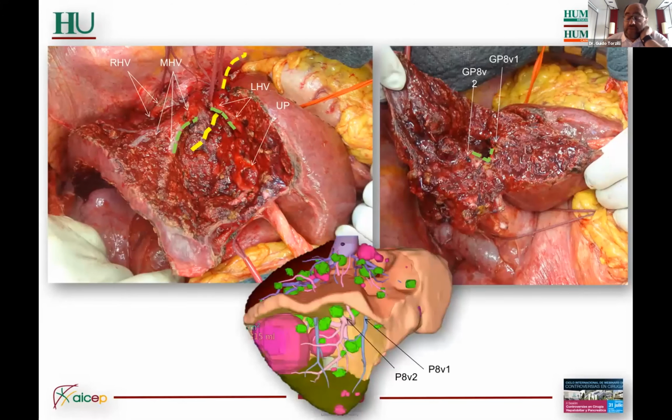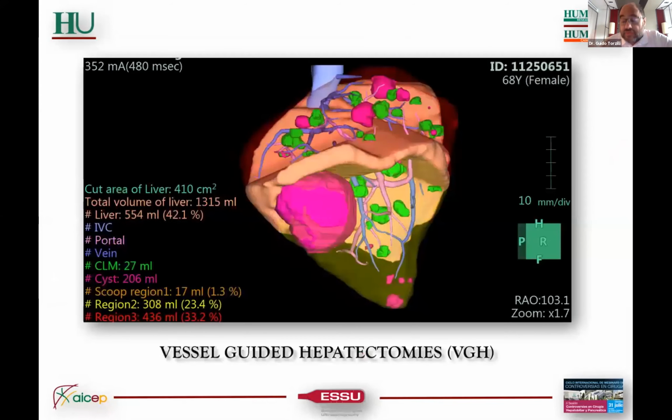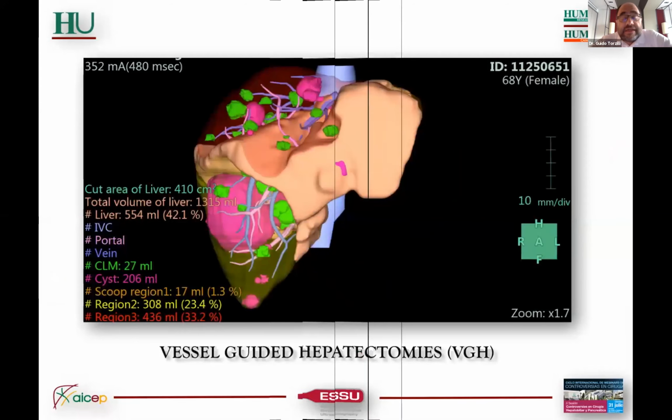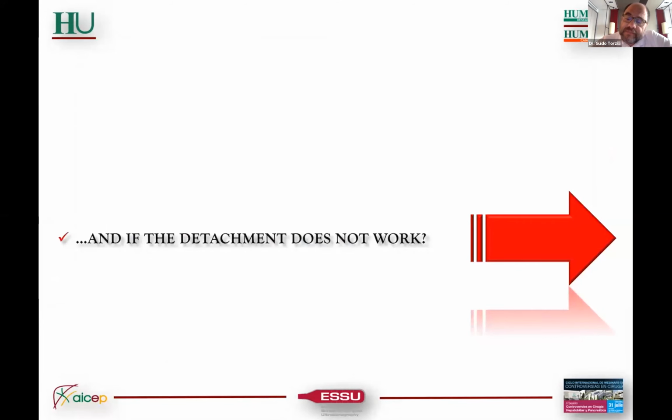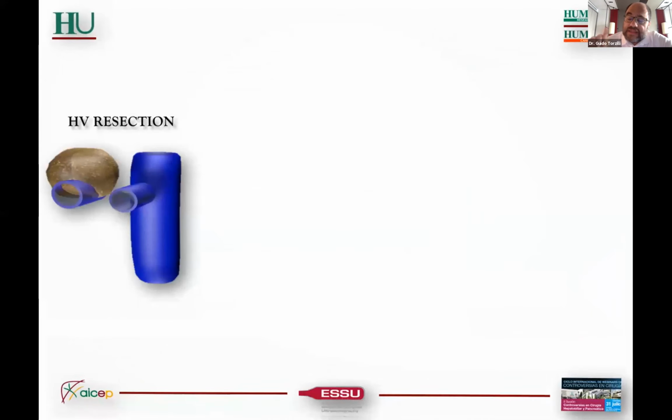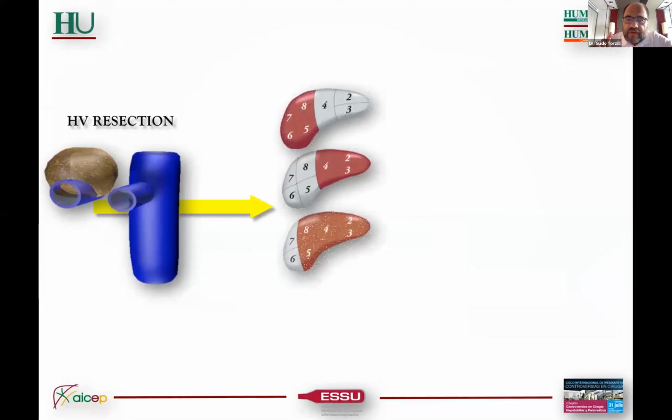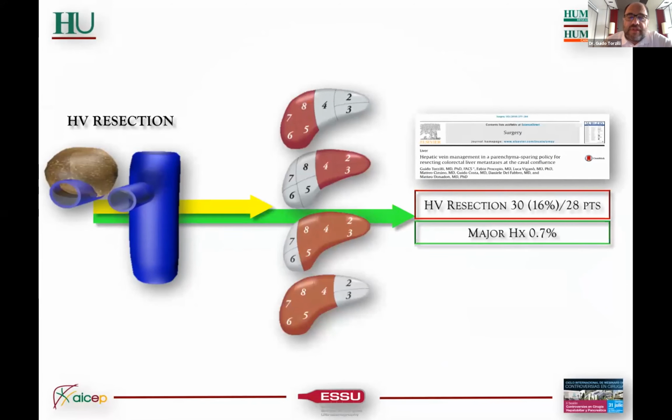So a sort of vessel-guided surgery. Vessel-guided hepatectomy is the new acronym that we are trying to spread. And this kind of technique may not work sometimes because you cannot detach, but if the detachment doesn't work, the liver is saying something to you, and you have to listen to the liver.